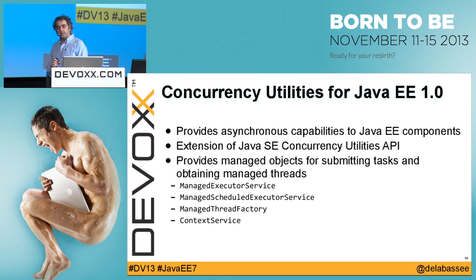So something else, a new API which has been added to Java EE 7 is the concurrency utilities for Java EE 1.0. That's a long name. I think it's JSR 236.